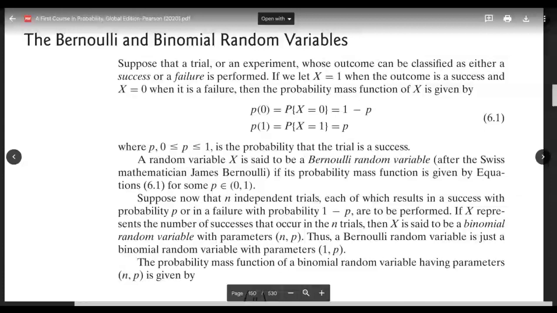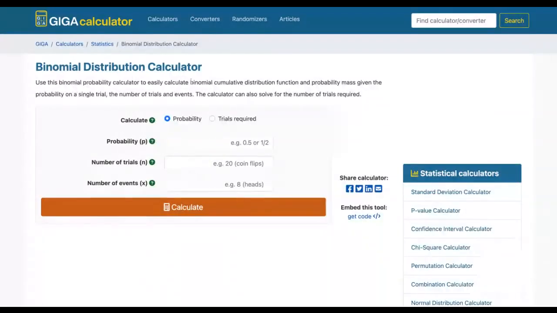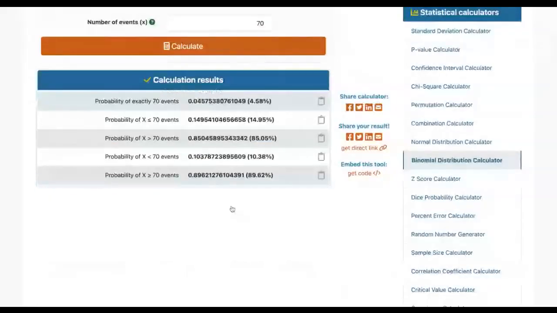Oh, someone found it. Let's use this. Oh, great. Let me share my screen with you. It's called a binomial distribution calculator. For us, p is 0.75. And what is our n? I forgot. Then we want to calculate 70 number of events. Let's do n equals 100.